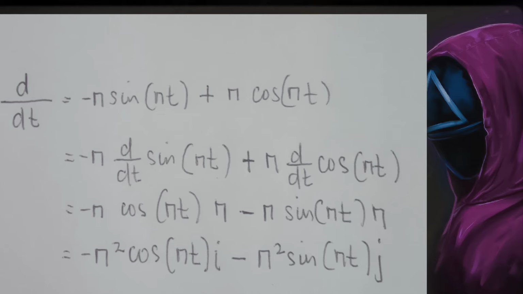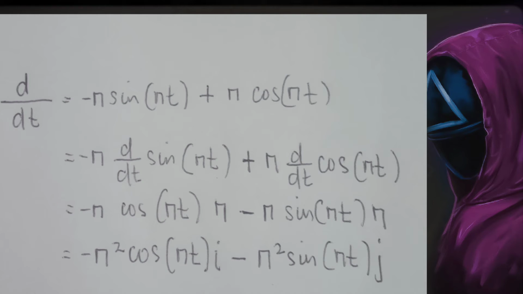The answer of the first derivative is the continuation. How do we find the second derivative? As you can see, this is the operator. Just take the first derivative and derive again. The derivative of sine is cosine, and the derivative of cosine is negative sine. And deriving t gives pi.